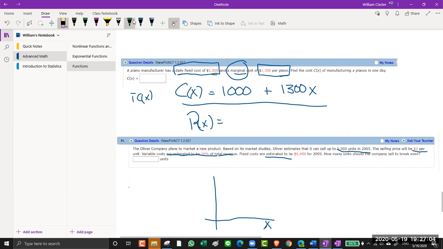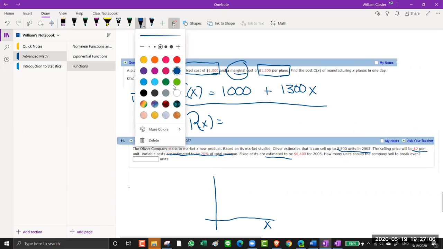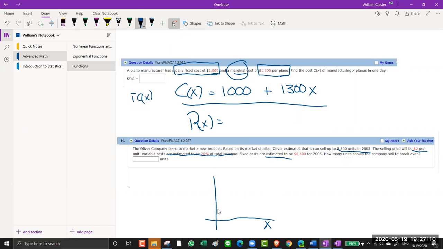The cost increases, so it might look like that. What's this y-intercept called? That's the fixed cost. The fixed cost is right there, the y-intercept. So this is the cost function.